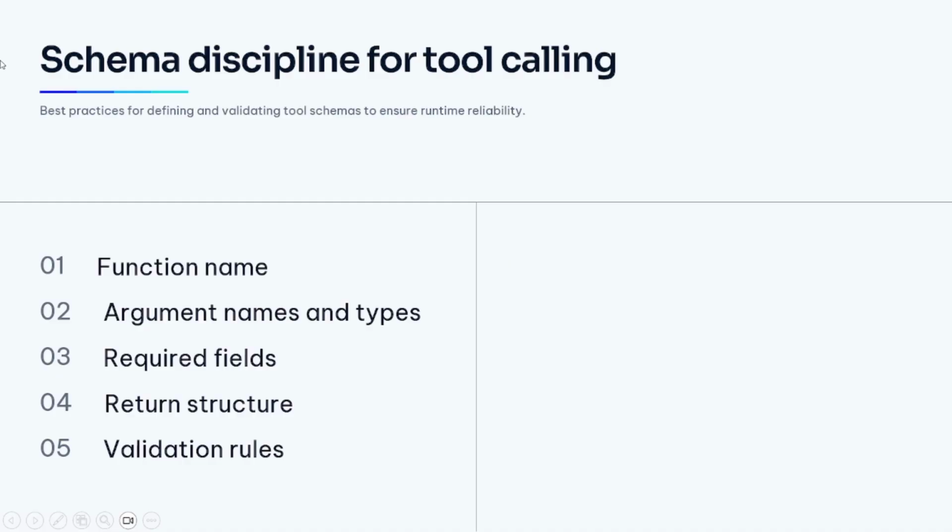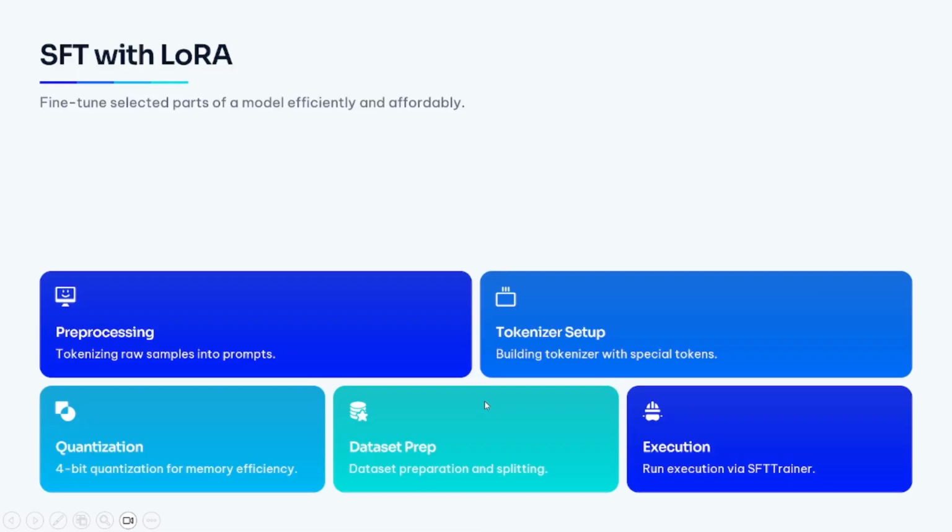Then schema discipline for tool calling. Make sure you define the schema and validate the tool schema to ensure runtime reliability. Always define the schema for tool calling: define the function name, the argument names and data types, the required fields, the return structure, and validation rules.